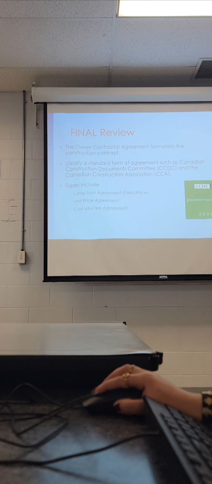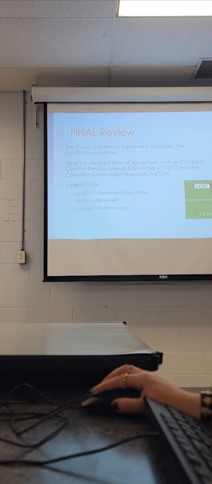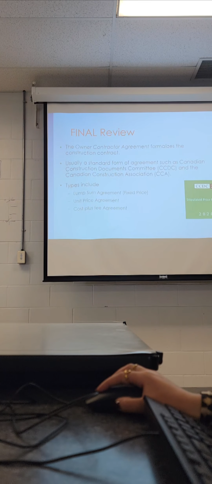This is types of agreements. We talked about the different types in one of our classes. Usually follows the CCDC as architects. This is your guiding document. They keep updating it annually. This is an old picture. But lump sum agreed upon price, unit price, or cost plus fee agreements. That's how those agreements are written, and it has all the information of how those get paid.